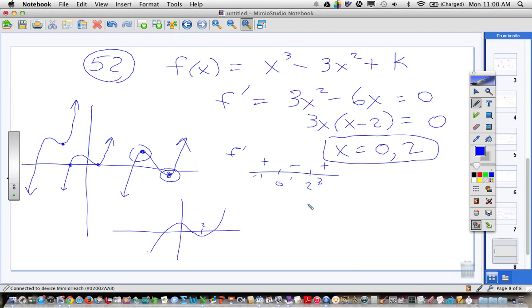So I'm going to plug 0 into my function. And I'm going to get 0 minus 0 plus k. I just get k. And I'm going to plug 2 into my function. So 8 minus 12 is -4 plus k. Did I do that right? Is that right? Okay, now, what good does that do?